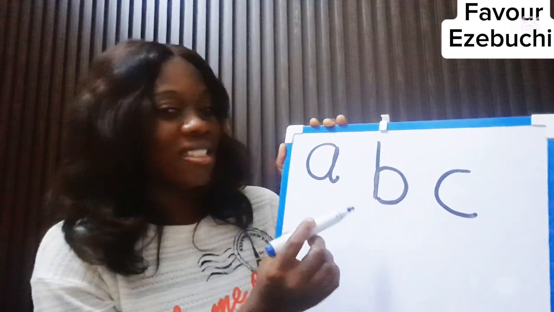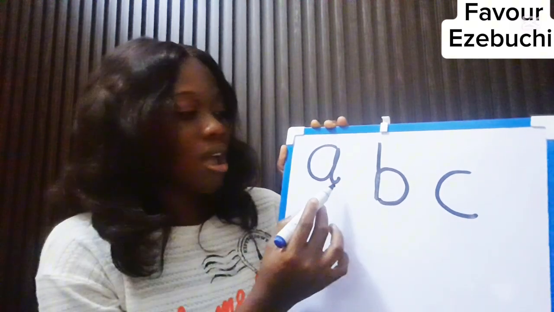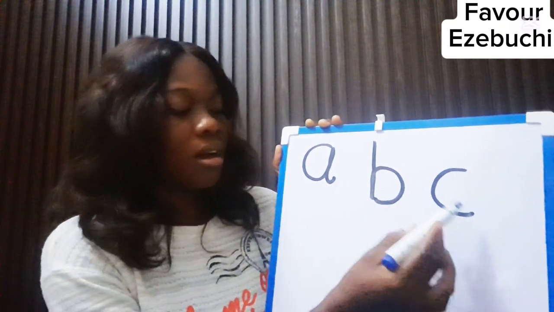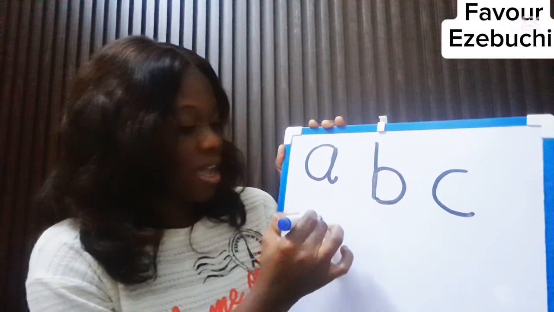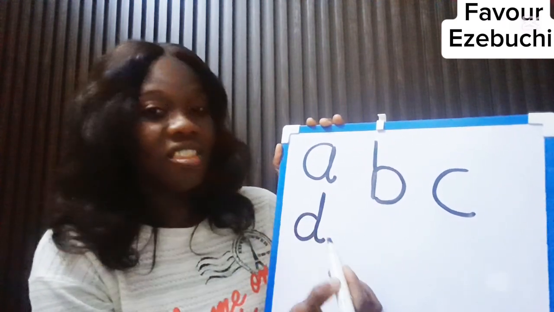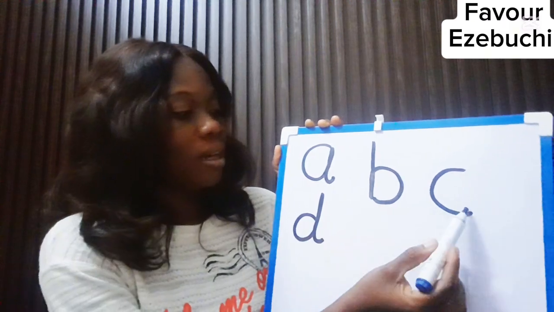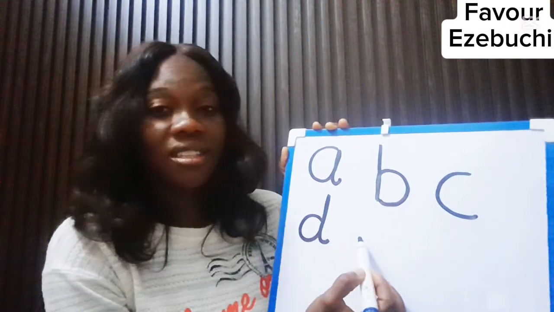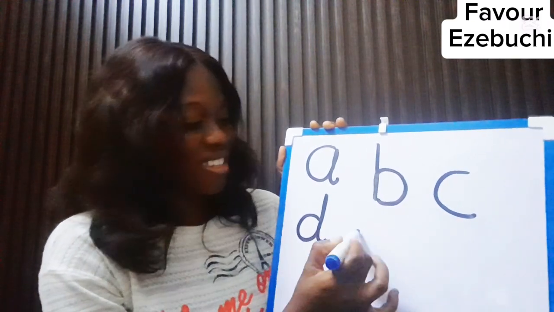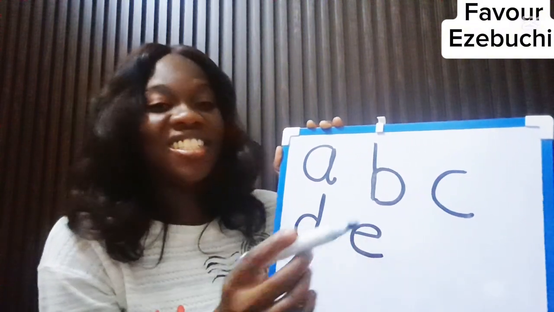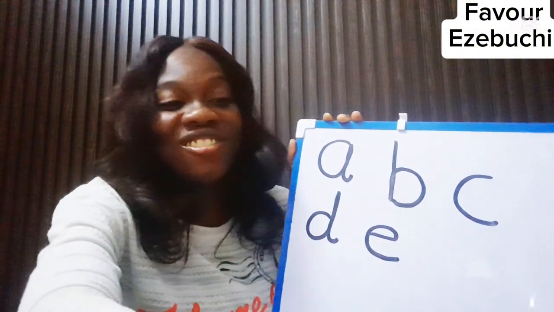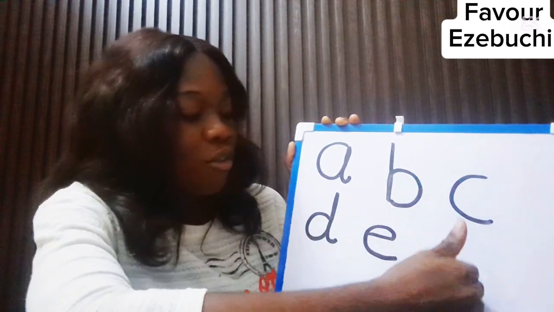All right. And the next one is what? A, B, C, and super what? D. Okay. Did you see that? A, B, C, D. How do we write the next one? E. The back curve. And today we're going to be learning to write the sound what?